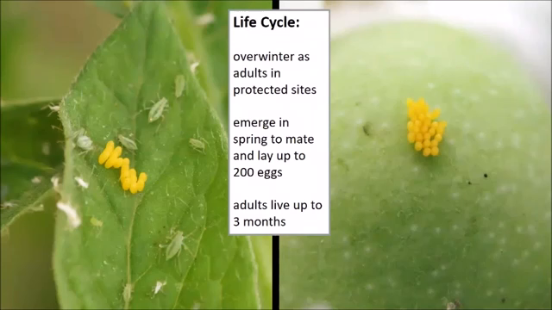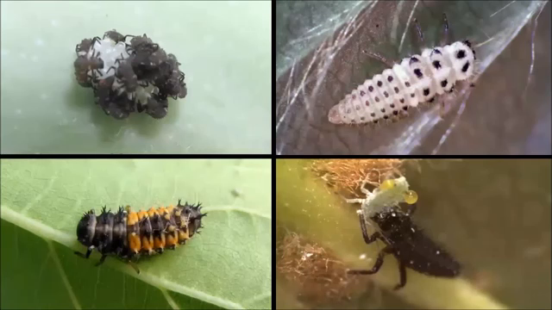So the lady beetles overwinter as adults in protected sites, and they'll come out pretty early and seek out their prey and lay their eggs in clusters of bright yellow eggs. I'll usually see them on the undersides of the leaves, but they can be on the fruit itself, wherever they know there's prey nearby. The adults can lay anywhere up to 200 eggs or so, and they'll live for about 3 months.